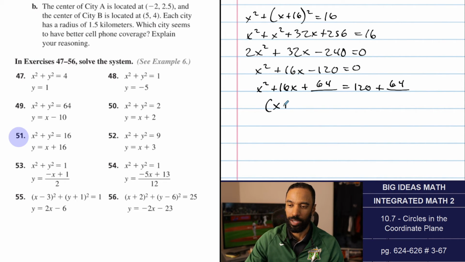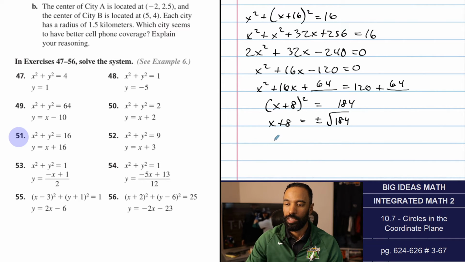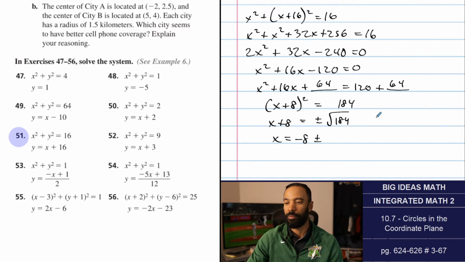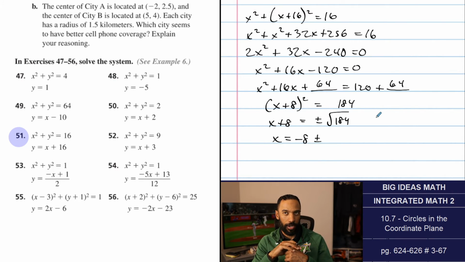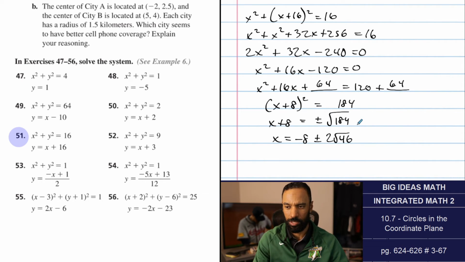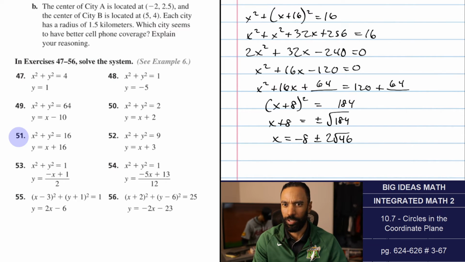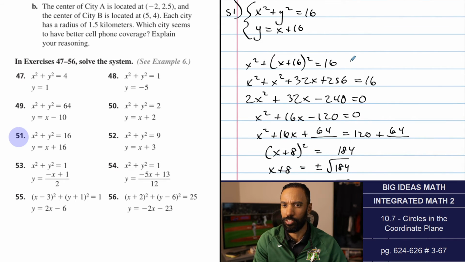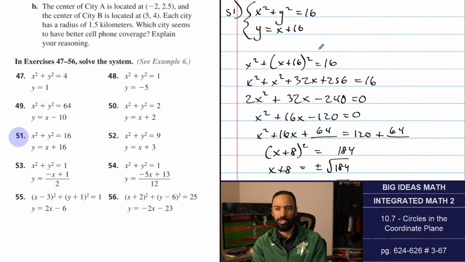So not factorable. Let's work off the non-factoring. This perfect square trinomial factors to x plus 8 quantity squared. 120 plus 64 is 184. So x plus 8 is plus or minus the square root of 184. So x is negative 8 plus or minus the square root of 184. Now 184 can at least divide by 4, and you get 46. And 46 doesn't seem to have anything else with it. So I guess it's 2 root 46. It seems like a lot there for just that little bit. Are those the answers? Is there something I messed up on?